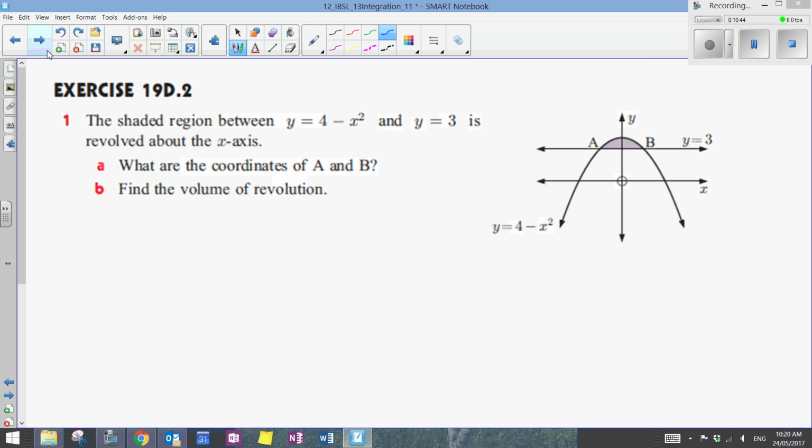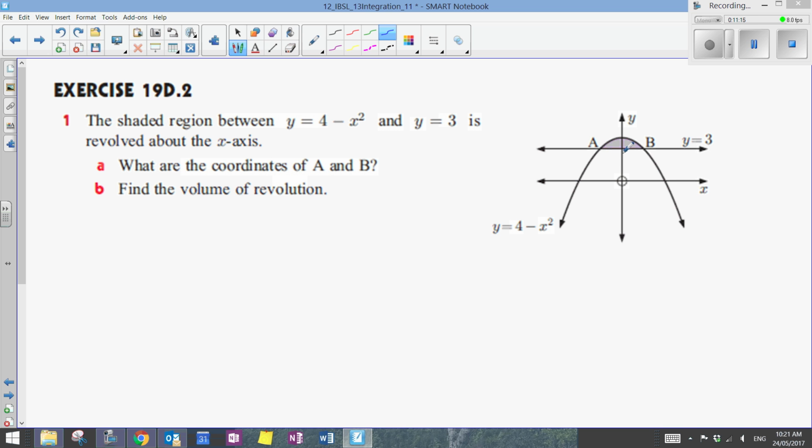So for you to set up for class, you've got the shaded region between 4 minus x squared, a downward facing, or concave down, parabola that's been moved 4 units up. So that is this piece here. And y equals 3, which is just a horizontal line, a constant function going through y equals 3, revolved around the x-axis. So think about what shape that's going to make. In my head, I think of a wooden bracelet or something like that. What are the coordinates of a and b?